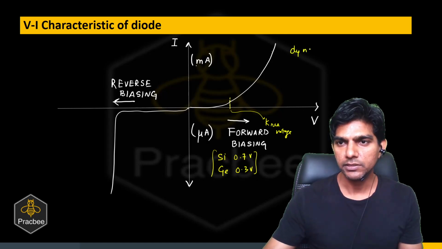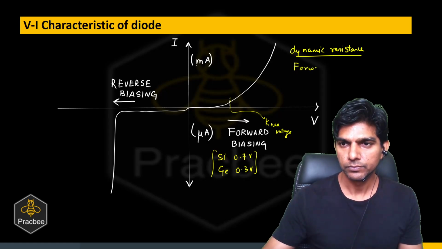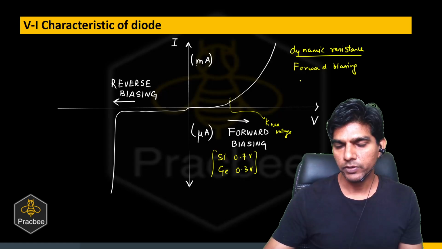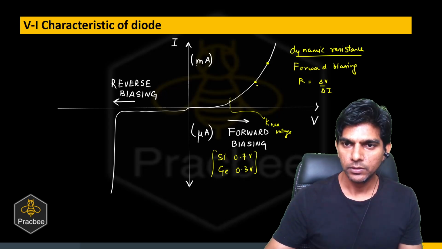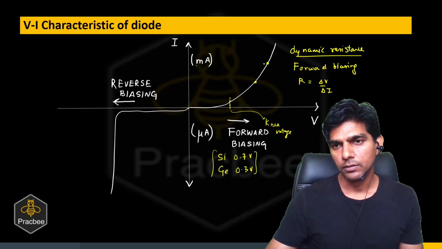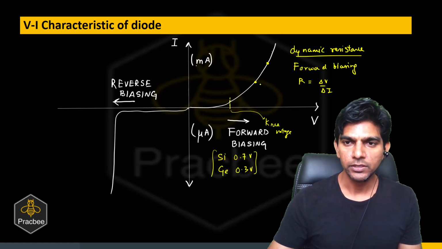So the dynamic resistance in forward biasing will be given by delta V upon delta I. Let us say there are 2 points on the graph, and usually we measure dynamic resistance beyond the knee voltage. So let us say this is point number 1, this is point number 2.